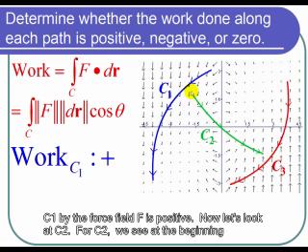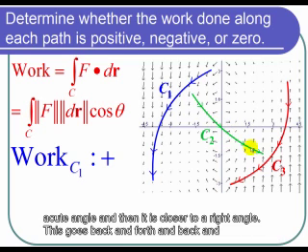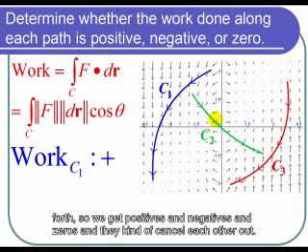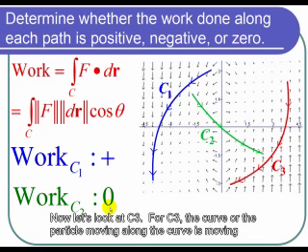Now let's look at C2. For C2, we see that at the beginning we have an acute angle, but then we move over to an obtuse angle, and then we move back to an acute angle, and then it's more like closer to a right angle. So this goes back and forth and back and forth. So we get positives and negatives and zeros, and they kind of cancel each other out. So the work for a particle moving along C2 done by the vector field is about equal to zero.